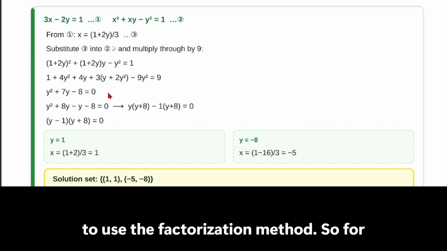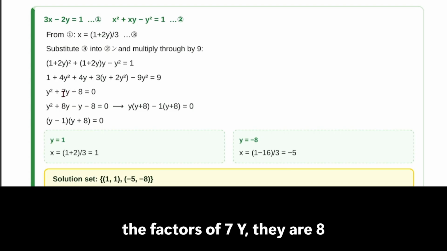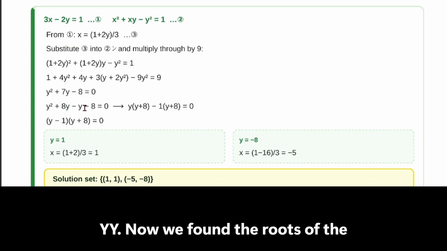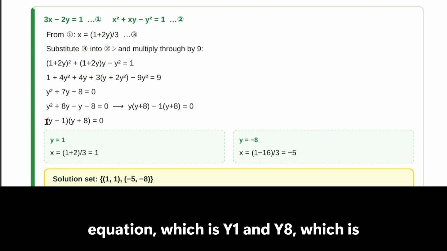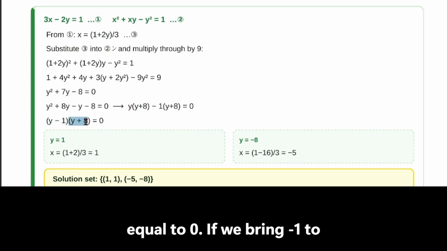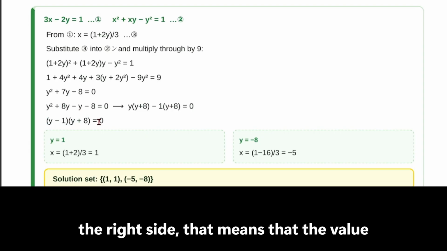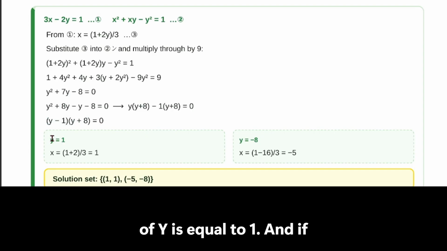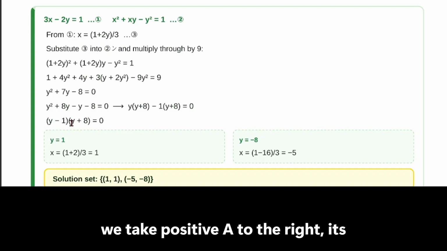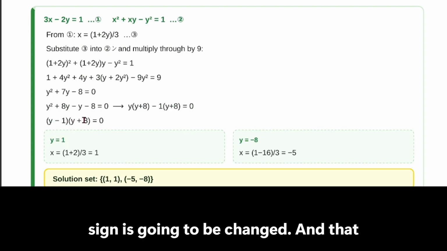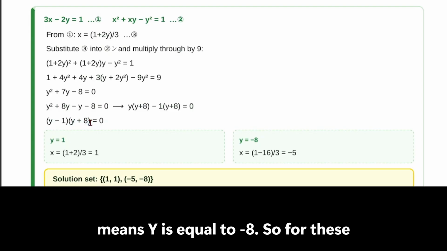We're going to use the factorization method. So for the factors of 7y, they are 8y minus y. Now we found the roots of the equation, which is (y minus 1) and (y plus 8), which is equal to 0. If we bring negative 1 to the right side, that means that the value of y is equal to 1. And if we take positive 8 to the right, its sign is going to be changed, and that means y is equal to negative 8.